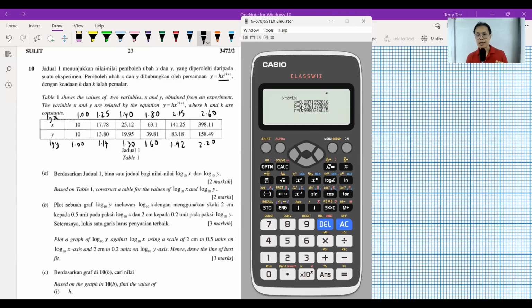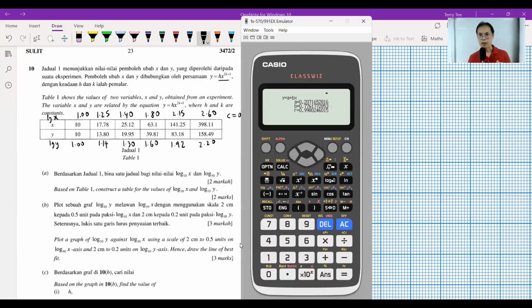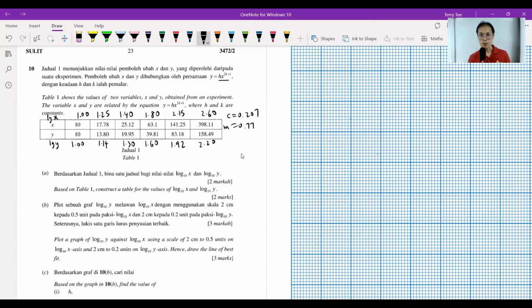Can you see here? A represents your y-intercept, pintasan y, 0.207. Okay, let me write here. Pintasan y, 0.207. Then let's look at our gradient, keturunan, 0.776. Yeah, 0.776. So this is the most accurate way of using a calculator, so I know that when I get the result from the graph, it should be close to this answer.